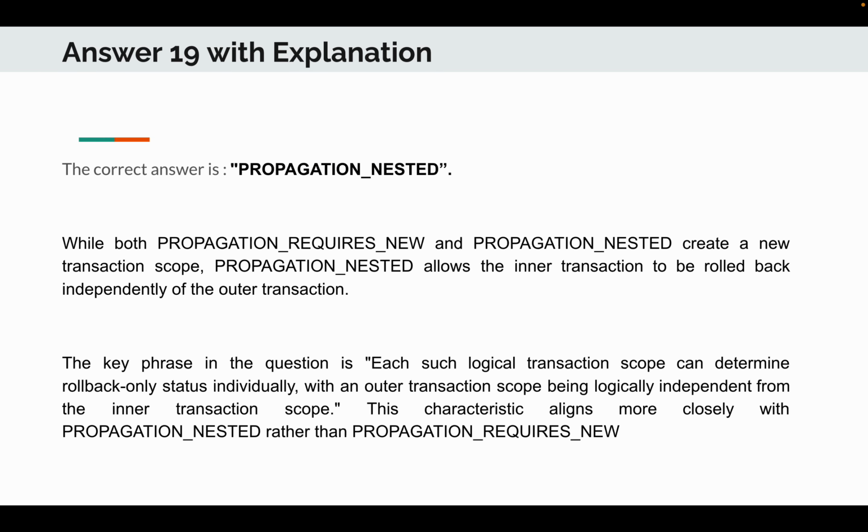The correct answer is PROPAGATION_NESTED. While both PROPAGATION_REQUIRES_NEW and PROPAGATION_NESTED create a new transaction scope, PROPAGATION_NESTED allows the inner transaction to be rolled back independently of the outer transaction. The key phrase in the question, if you notice, is each such logical transaction scope can determine rollback-only status individually, with an outer transaction scope being logically independent from the inner transaction scope. This characteristic aligns more closely with PROPAGATION_NESTED rather than PROPAGATION_REQUIRES_NEW.